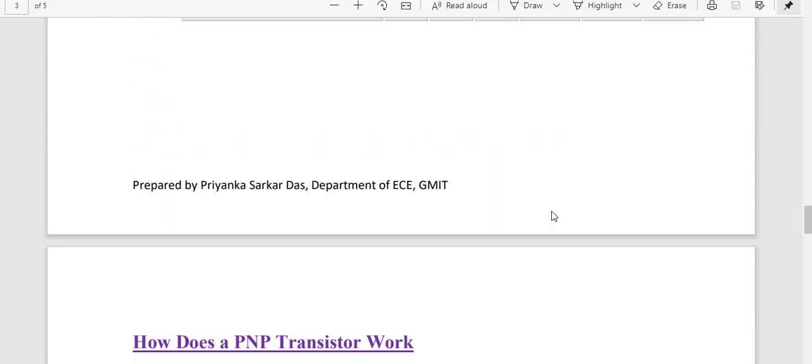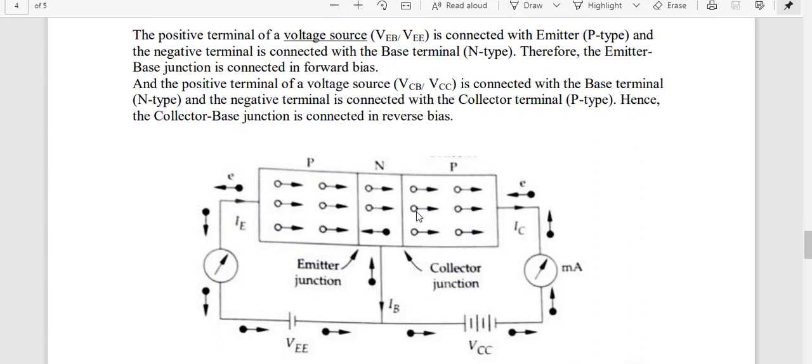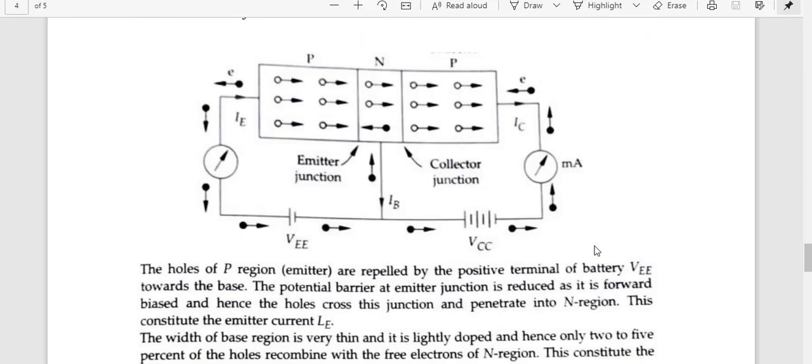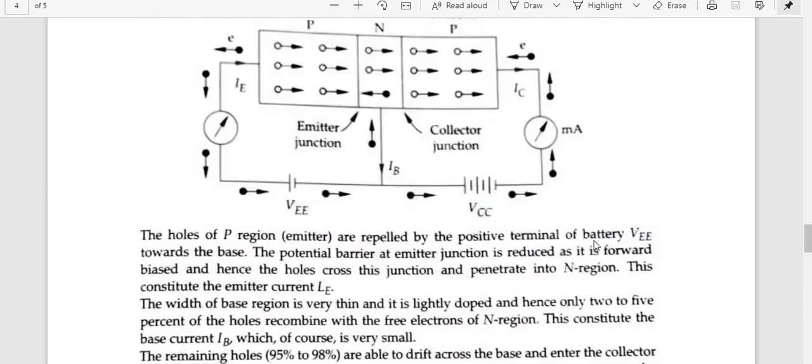Now this is the working principle for the PNP transistor. You just go through this. PNP means here the majority carrier is holes, here the majority carrier is electron, and here the majority carrier is hole. Now to make the input side forward biased, P will be connected to P, and this P is connected to N to make it reverse biased. So this is all about just the introduction of BJT.